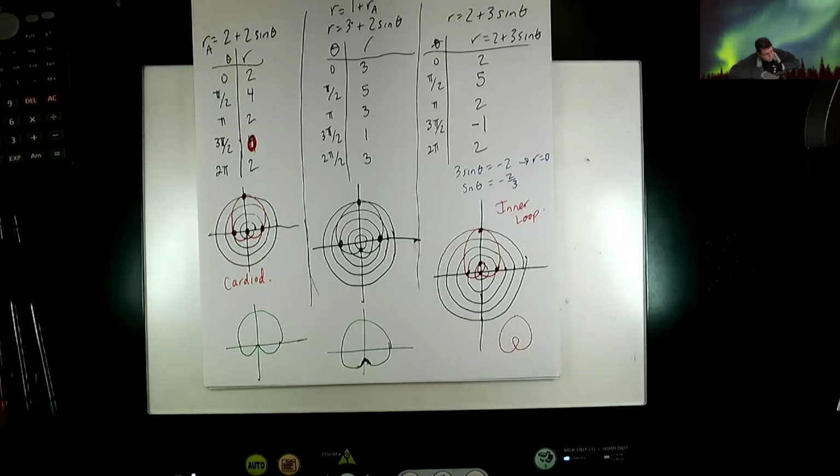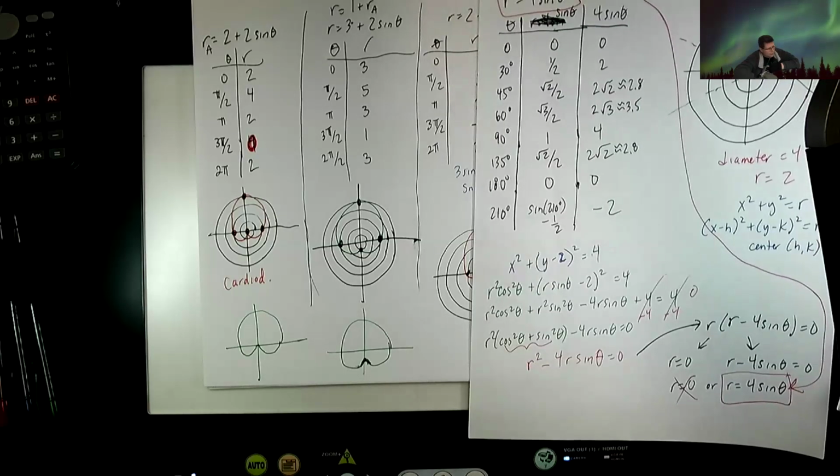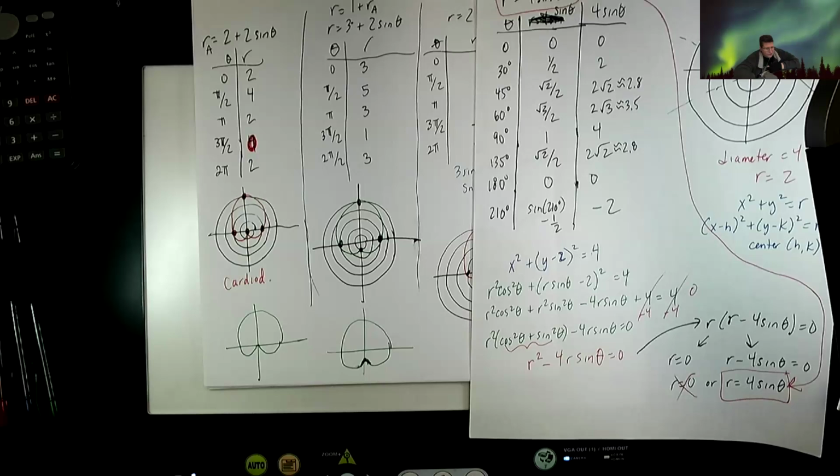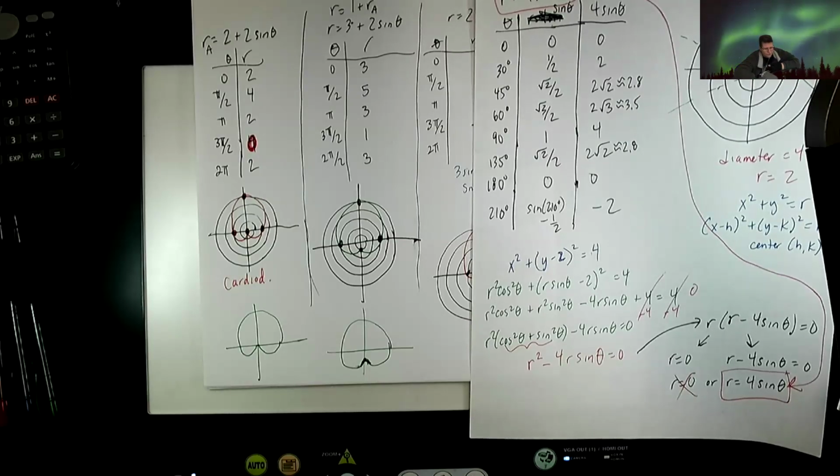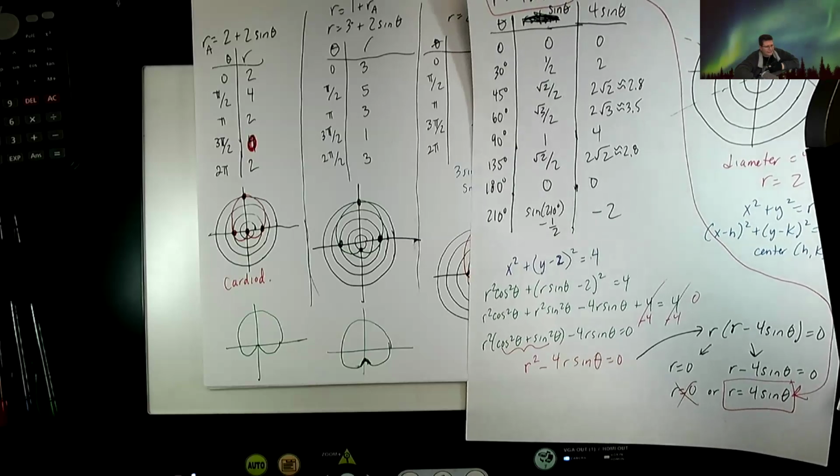You're really just better off plugging in as many thetas as you need until you start seeing that the points are hitting the same spot. Like on the circle we did, as soon as I went past 180, 210 started hitting the same points. When that starts happening, you're just tracing over the same graph again.